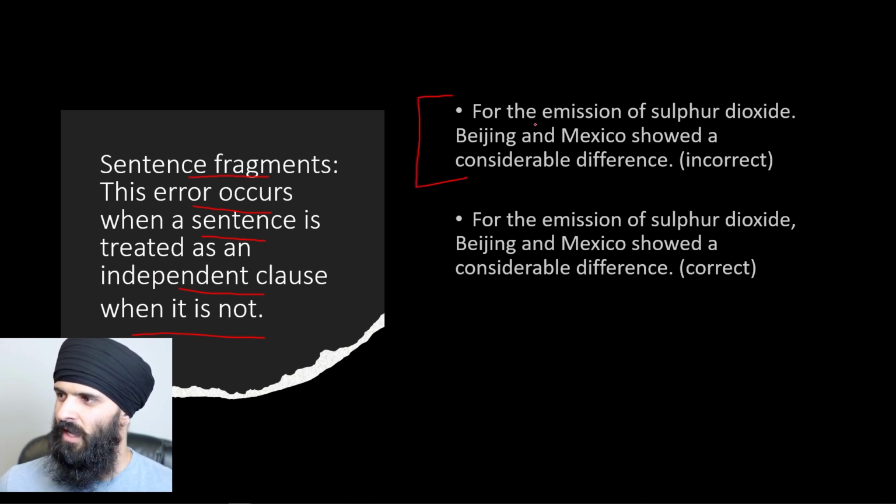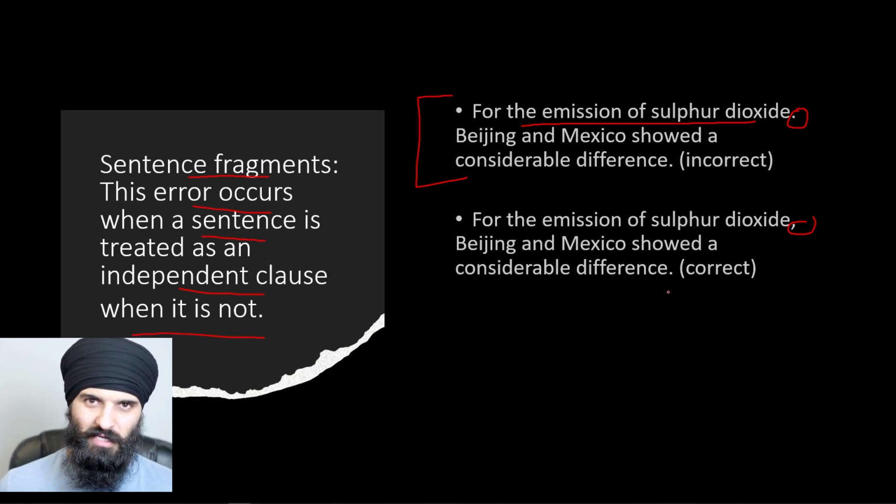Look at this bit here. For the emission of sulfur dioxide. Beijing and Mexico showed a considerable difference. Do you see what the mistake here is? It's this bit here. It shouldn't be a full stop. It should be a comma. See this clause here, it's not independent. It's dependent on this bit here. Look at this one: For the emission of sulfur dioxide, Beijing and Mexico showed a considerable difference.